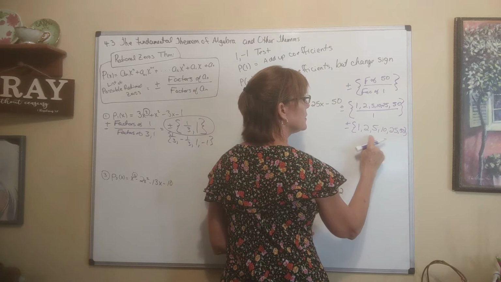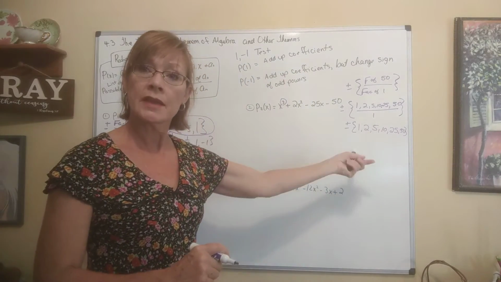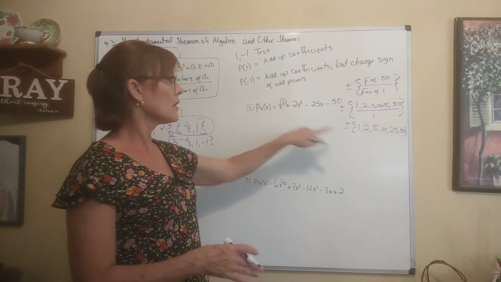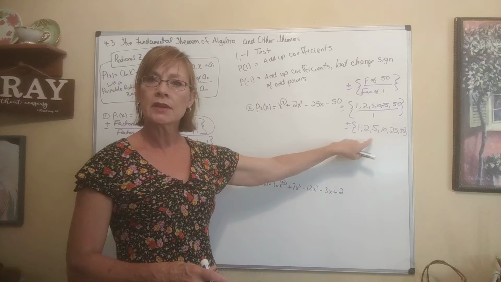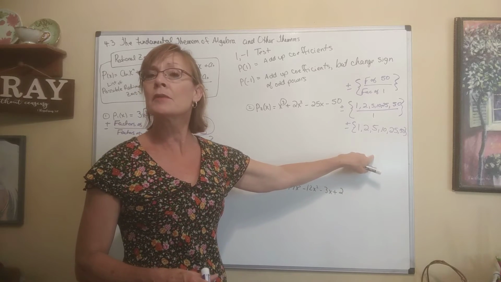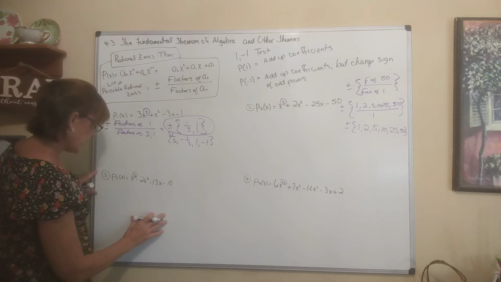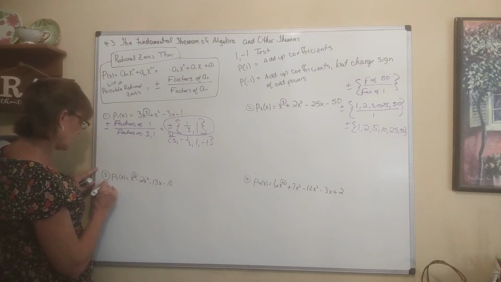All right, so that's 1, 2, 3, 4, 5, 6, really 12 positive ones, negative ones. That's 12 possible zeros. Now, obviously, all of those are not zeros. There's only 3, but this gives us a good place to start looking. It narrowed it down from an infinite number to 12 to start looking, so that's pretty good.